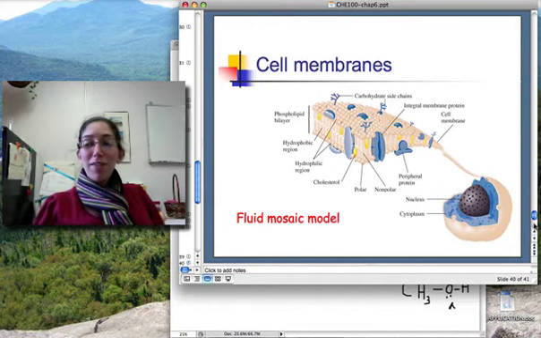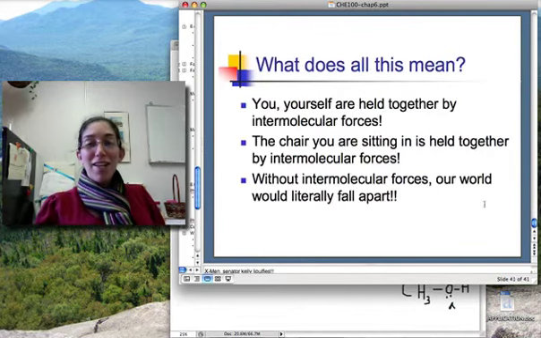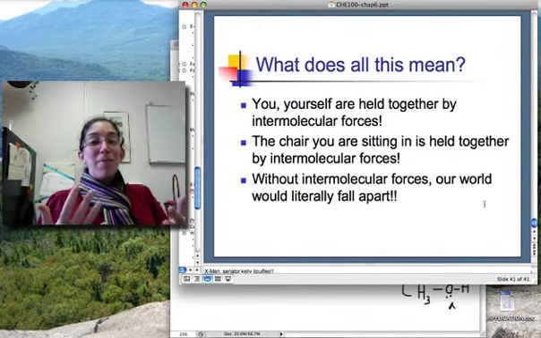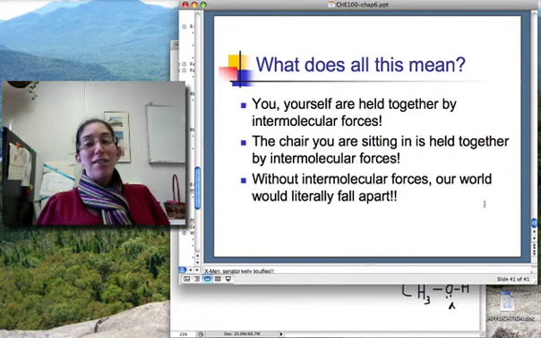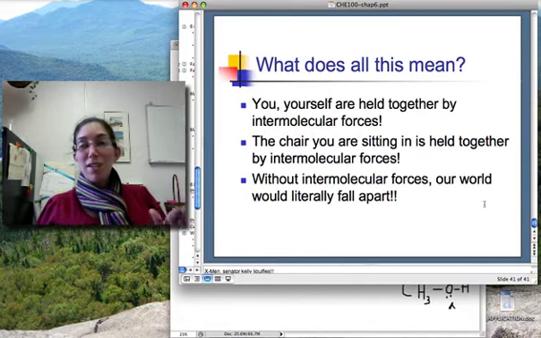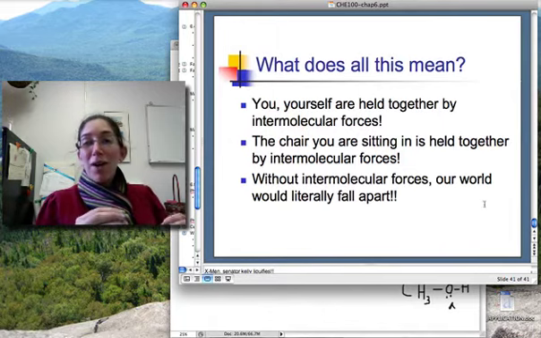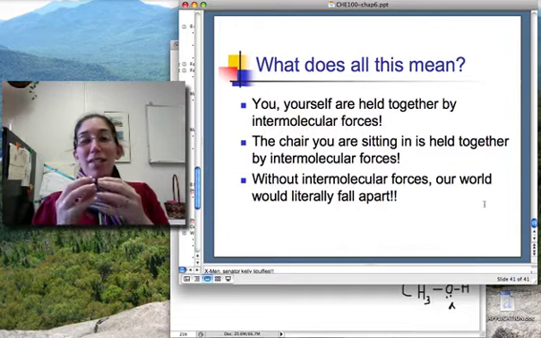So intermolecular forces, they're pretty cool. It's how we are held together as people. It's how our cells are held together through these intermolecular forces. It's how the table that my computer sits on is held together. If there were no intermolecular forces and I put my hand down on this table, it goes straight through. Okay? It's not that all the wood molecules are covalently bonded together.